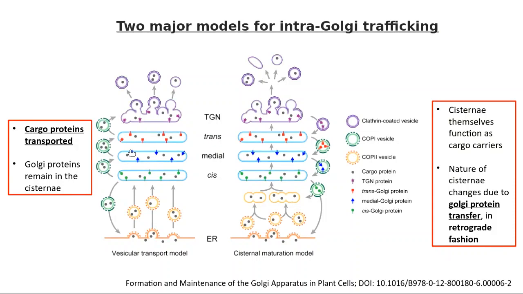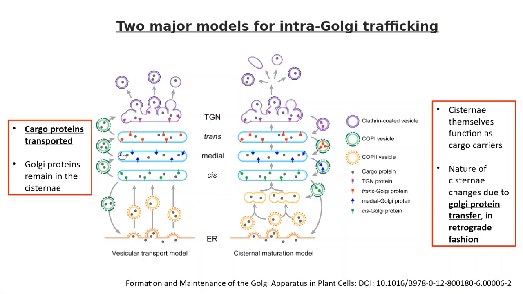If you see these cargo proteins, the vesicles basically recruit these cargo proteins, and the cargo proteins get transported to these individual compartments. These individual compartments existed all along, and eventually the cargo proteins get secreted. These dots are cargo proteins. So Golgi proteins remain in the cisternae, that is the trans cisternae, medial cisternae, and cis cisternae. Those are individual compartments, and the cargo proteins are rather taken to another compartment by vesicle budding.